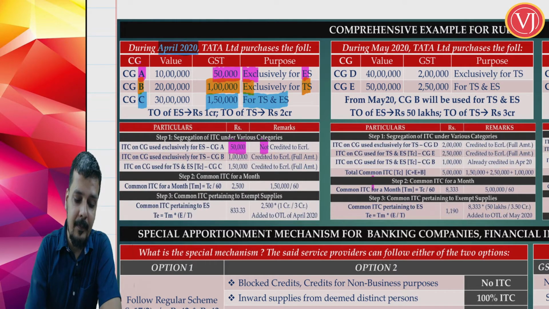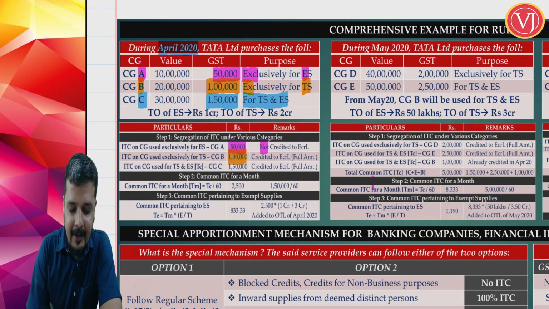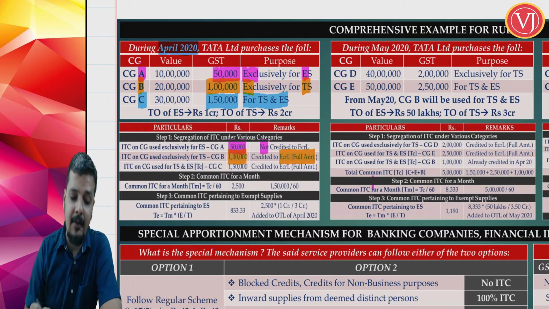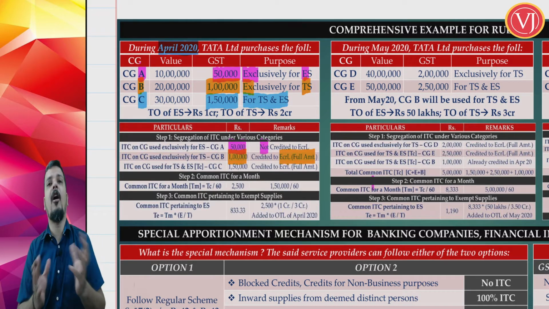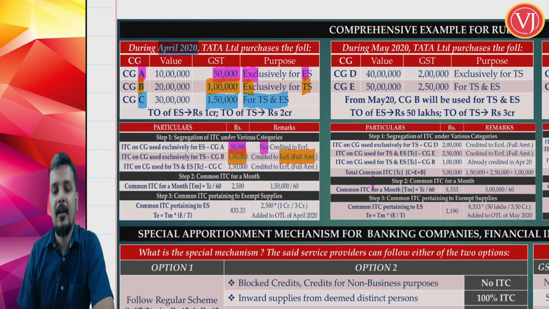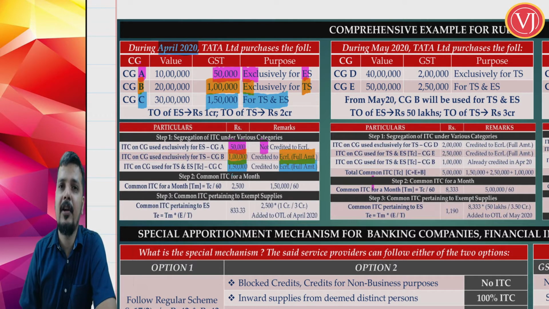Capital goods B, you can take full credit because it was exclusively used for taxable supply. 1 lakh entirely will be credited to your electronic credit ledger. Even capital goods C, though it is a common capital goods where we are focusing on rule 43, you should not take entire credit, but initially you will get the entire credit, the full amount.